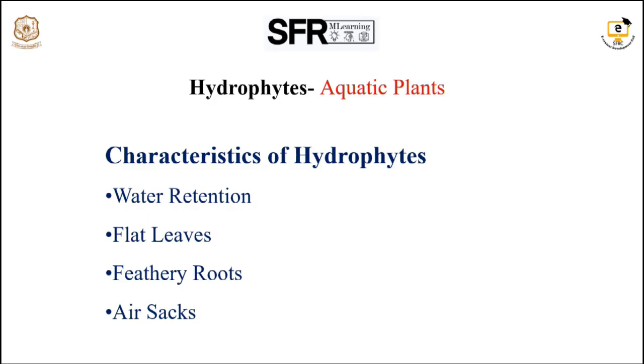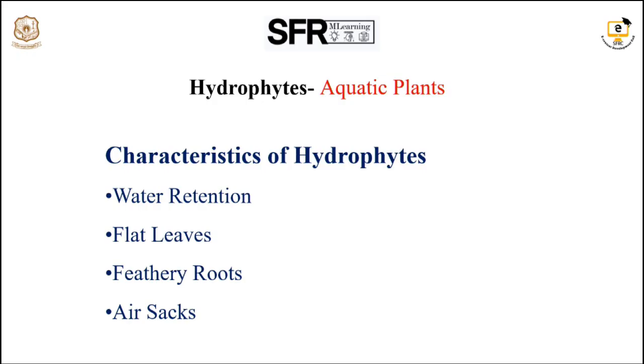Let's see the characteristics of the hydrophytes. There are four different categories: the portion of water retention, flat leaves, feathery roots and air sacs. Water retention: there is no need for the plant to retain water like non-aquatic plants. There is no need to spend energy to regulate transpiration, which is the loss of water in the plant. Hydrophytes absorb water and gases over the whole surface and have no stomata.